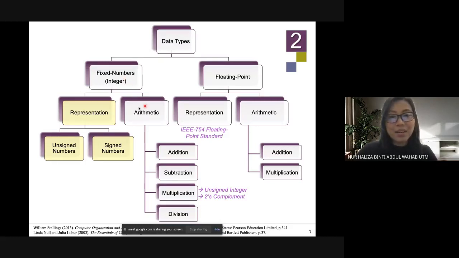And then after that, you have the arithmetic. This is where you perform addition, subtraction, multiplication, and division. Do you remember this one? Unsigned integer and two's complement. This is from your digital logic, isn't it? So this is under fixed number, because you already went through it. And now the new thing is under floating point.